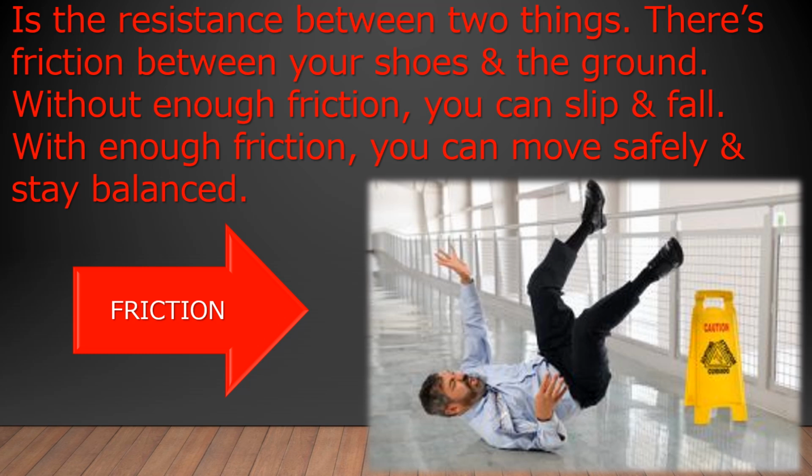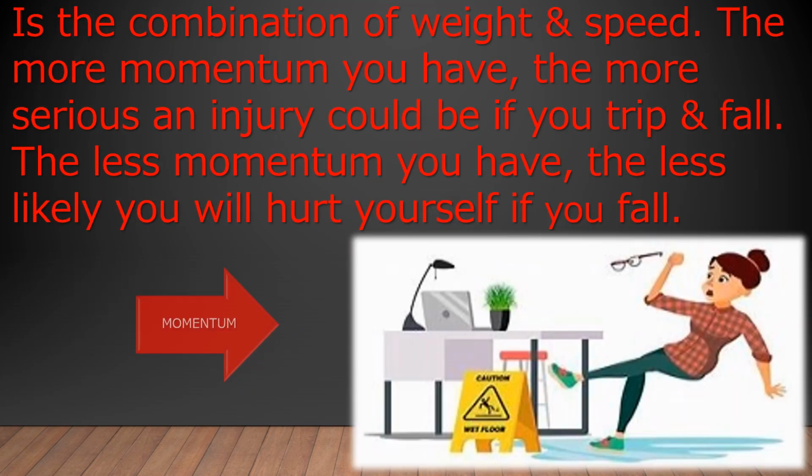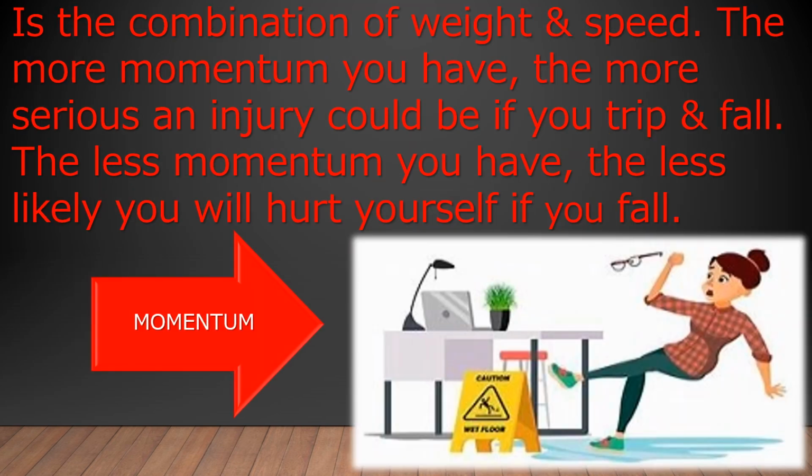Friction is the resistance between 2 things. There's friction between your shoes and the ground when you walk, and without enough friction, you can slip and fall. But with enough friction, you can move safely and stay balanced. Momentum is the combination of weight and speed. The more momentum you have, the more serious an injury could be if you trip and fall. The less momentum you have, the less likely you will hurt yourself if you fall.